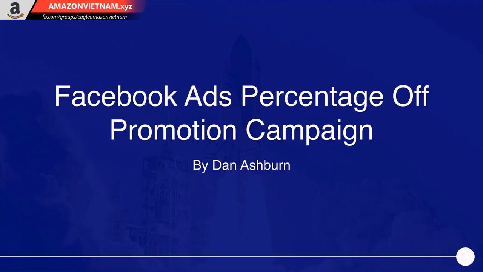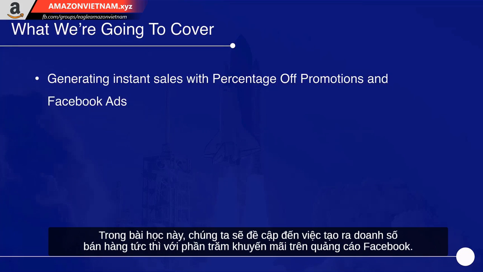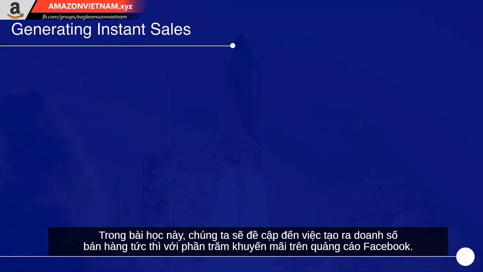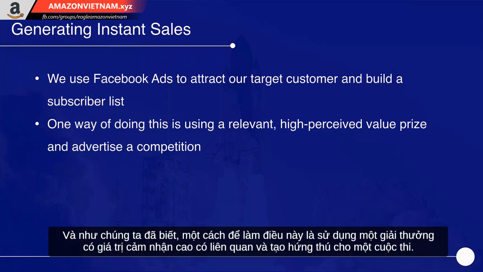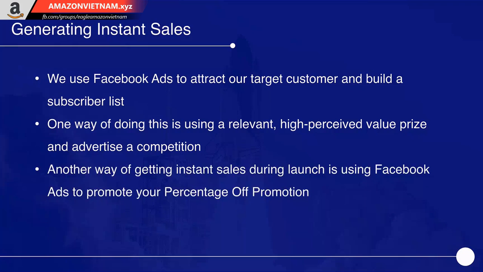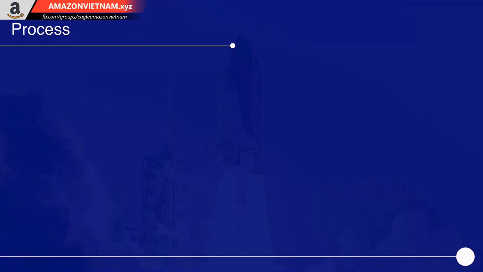Welcome to the next lesson, Facebook Ads Percentage Off Promotion Campaign. In this lesson, we're going to cover generating instant sales with percentage off promotions and Facebook ads. We use Facebook ads to attract our target customer and build a subscriber list. And as we know, one way of doing this is using a relevant, high perceived value prize and advertising a competition. Another way of getting instant sales during launch is using Facebook ads to promote your percentage off promotion.